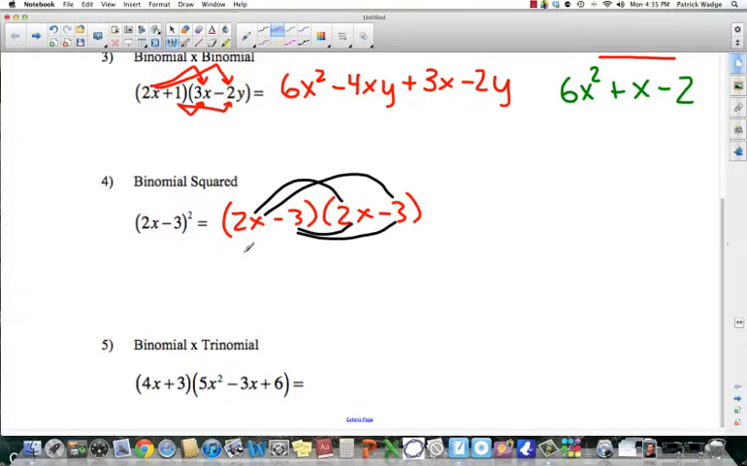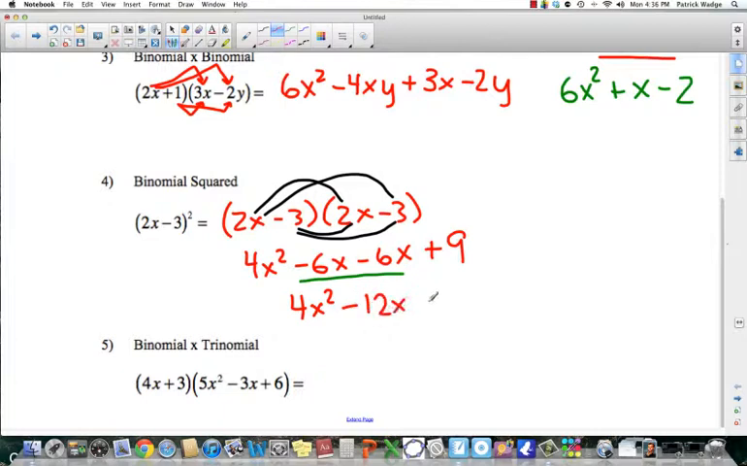2x times 2x, 4x squared. 2x times negative 3, we're going to multiply the 2 times the negative 3, and we get negative 6x. Negative 3 times 2 is another negative 6, and we still have the x. So just to be clear, I multiplied negative 3 times 2x and got negative 6x. And negative 3 times negative 3 is positive 9. Don't go on to the next question until you see if you can combine terms, and you certainly can. You can combine these two middle terms right here. So our final answer is 4x squared, and then negative 6x, take away another 6x, is negative 12x plus 9.